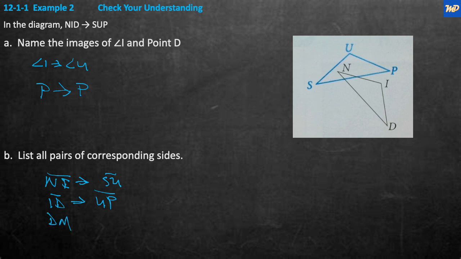DN, oops, that's an M, but I'm going to have to erase that. Sorry. Go back to this. DN maps to PS. Okay, that's the solution for that.